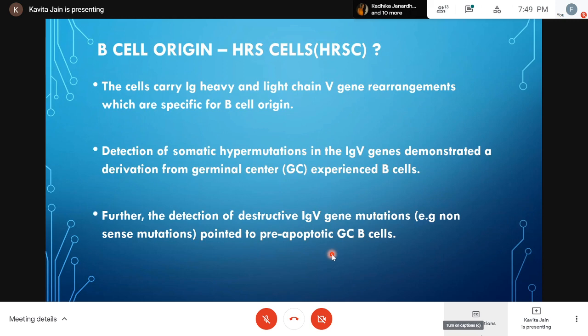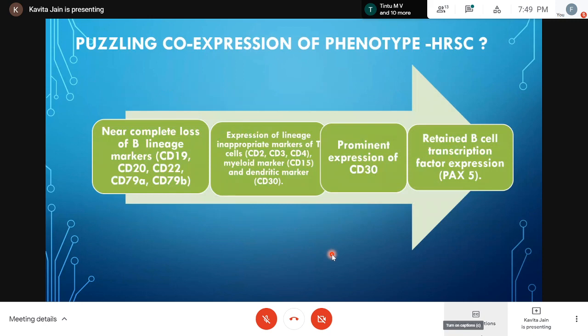So now they were very sure that they are arising from germinal center B cells. So they should have the characteristics or the phenotype of a B cell, that is CD20 positive. But now we have a puzzling co-expression of the phenotype. That is, we have near complete loss of B lineage markers. We never see CD20, maybe seen in 15-20% cases, and they are mostly an aberrant expression. But there is loss of B lineage markers.